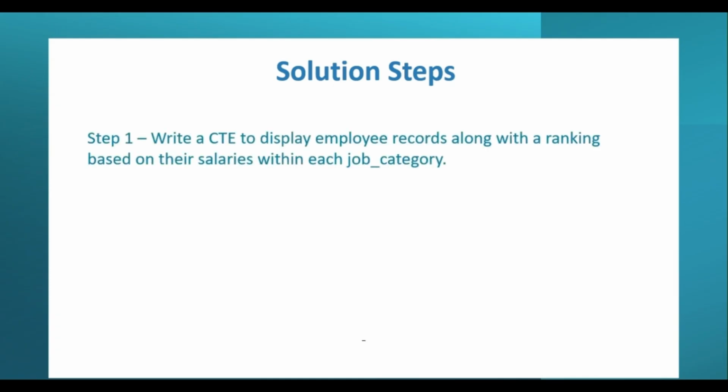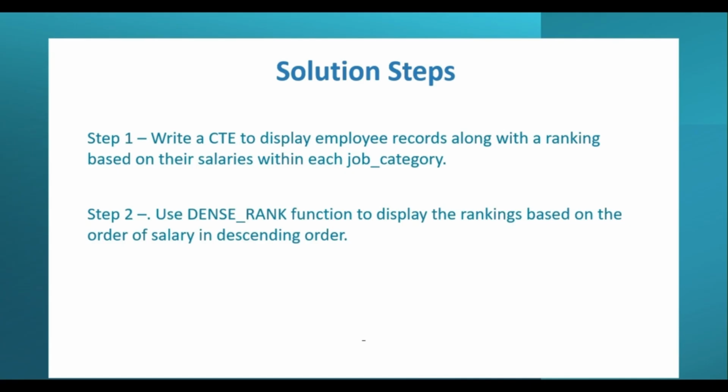The first step would be to write a CTE to display employee records along with the ranking based on their salaries within each job category. This step is achieved by using the DENSE_RANK window function. Using that, we will be able to display the rankings based on their salaries within each job category. Now the second step is what we already discussed. We are going to use the DENSE_RANK function to display the rankings based on the order of the salary in descending order.